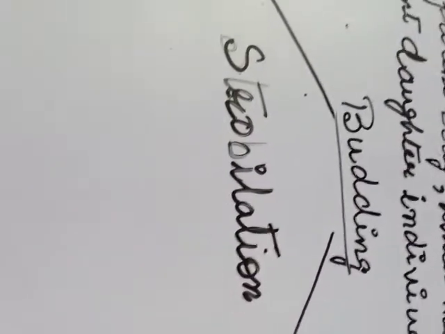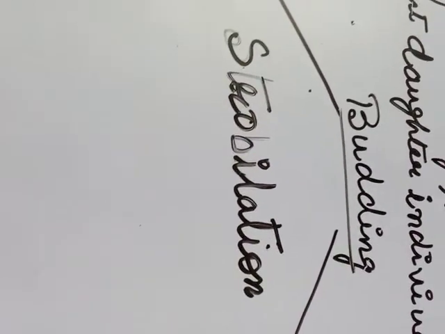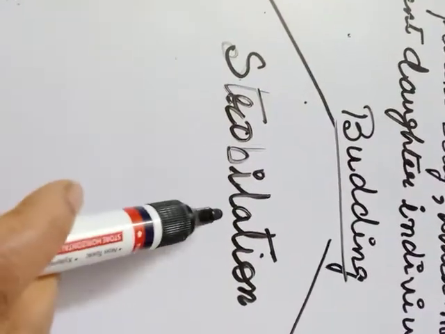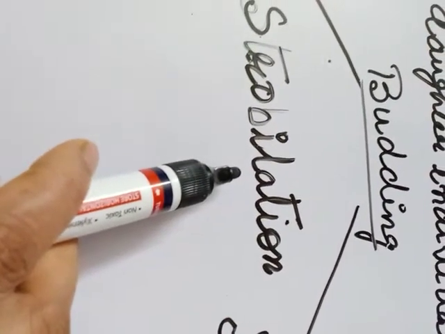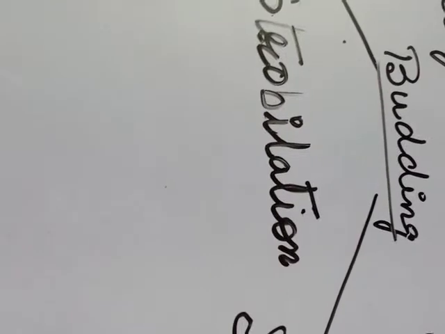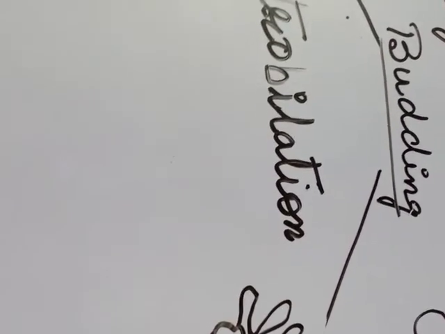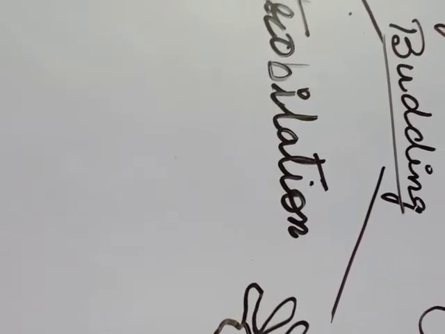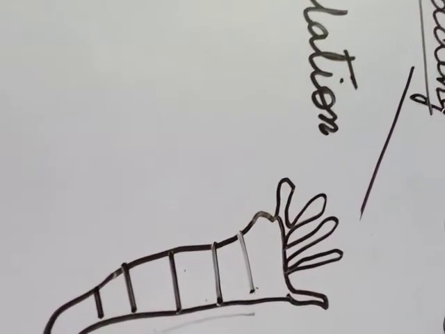Apart from endogenous and exogenous internal budding, there is also one type of budding called strobilation. What is strobilation? Strobilation is the process in which the repeated formation of similar segments detaches from the body of the parent organism. It generally occurs in Aurelia.